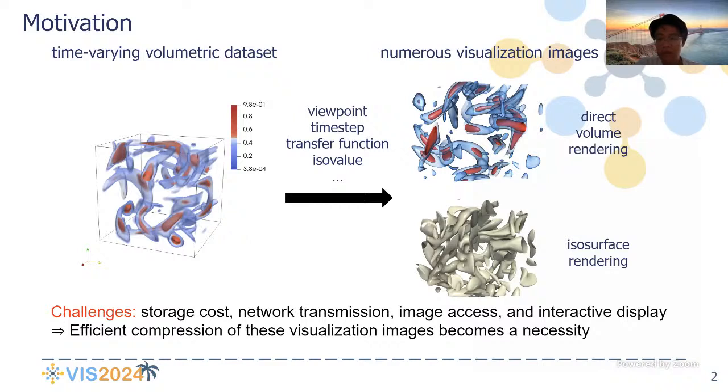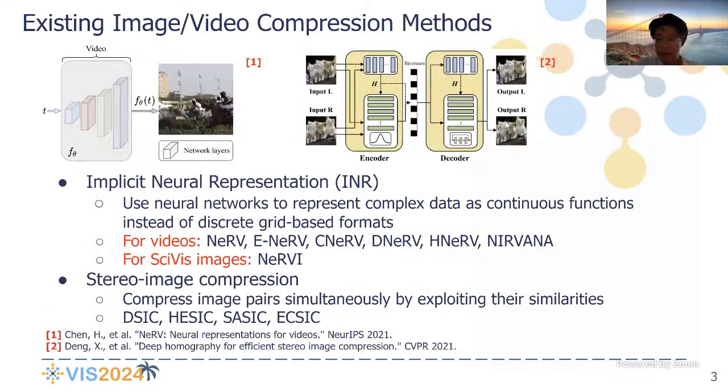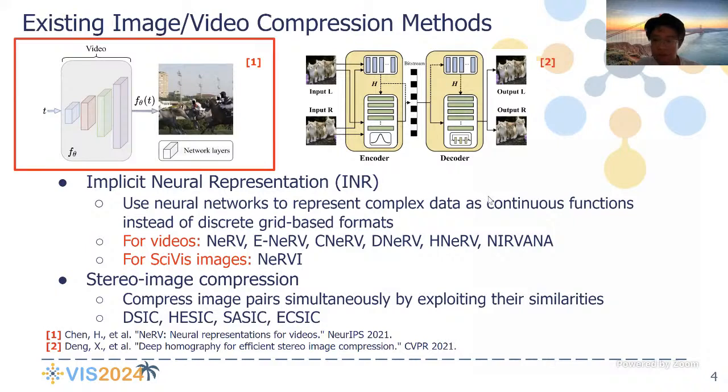However, there are many challenges limiting the transmission and storage of large volumes of SciVis images, which calls for a more efficient compression method. Extensive research has been conducted in image and video compression. Implicit neural representations, as shown in Figure 1, represent complex data as continuous functions instead of discrete grid-based formats. INR enjoys widespread applications, especially in video compression, and has recently been extended to SciVis image compression by NeRVI.